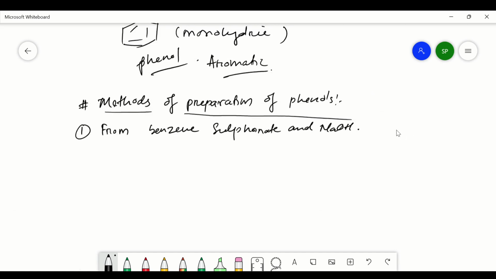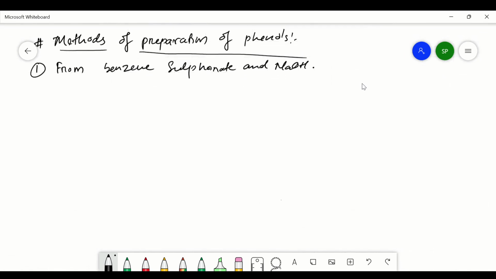The first method of preparation is the preparation of phenol from benzene sulfonate and sodium hydroxide. Benzene sulfonate is SO3H. To prepare this we have to start from benzene, and benzene reacts with concentrated H2SO4. This gives benzene sulfonic acid or benzene sulfonate.